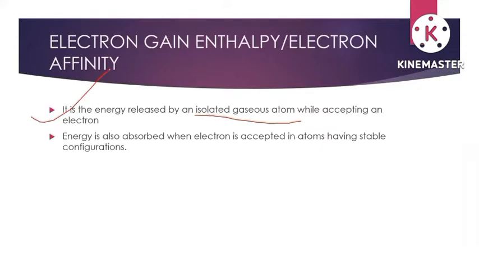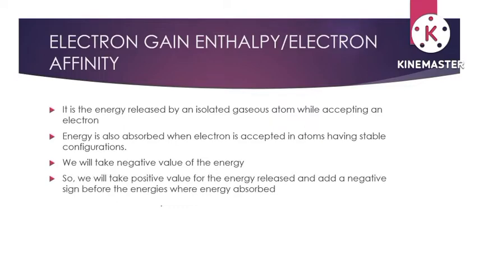We all know this. Now, sometimes energy is also absorbed when an electron is accepted in atoms which have stable configurations. We will always take the energy's negative value. If energy is absorbed, then we will call it positive energy, and if energy is released, then it is negative energy. But in the negative energy, we will only take the positive value, and in the positive energy, we will take its negative value like this.